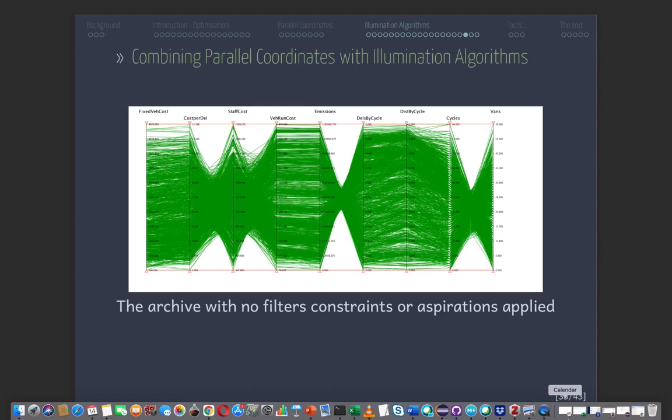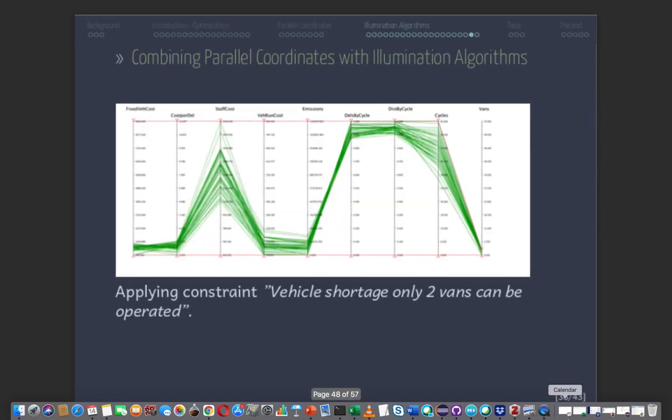So far, we have no filters, no brushing has been applied. We haven't really started to use any of our constraints or aspirations to find a solution. But somewhere on that chart is probably the solution that we want today to meet the aspirations and satisfy the constraints that we have right now.